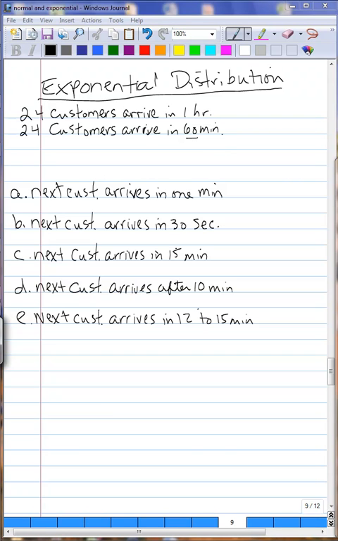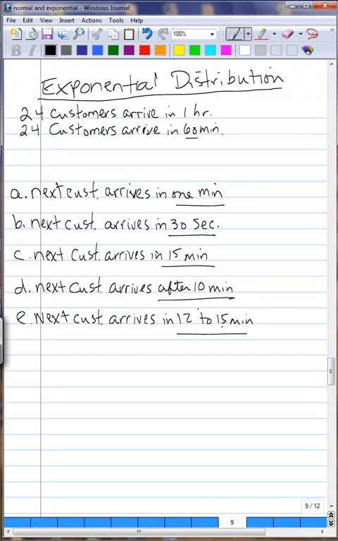Now looking at the questions that we have to answer, it's the probability that the next customer arrives in 1 minute. What is that? We want to compute that. Probability that a customer arrives in 30 seconds, so that's half of 1 minute. In 15 minutes, after 10 minutes, 12 to 15 minutes. So everything that we're doing is in terms of minutes.